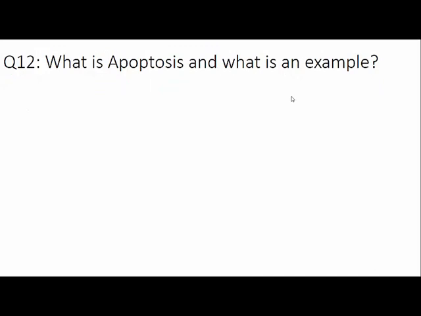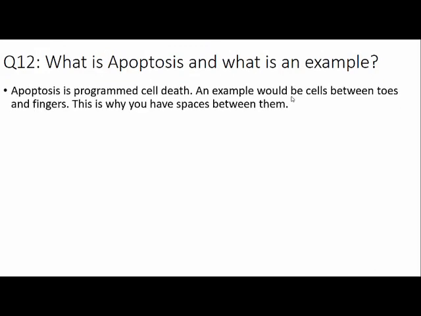Number 12, what is apoptosis and what is an example? Apoptosis is programmed cell death. These cells are programmed to die. An example would be cells between toes and fingers, and this is why you have spaces between your toes and fingers. You can also see this done in the mice between their toes. There were cells during development, apoptosis set in, and the cells between the toes died, just like what you see in humans.